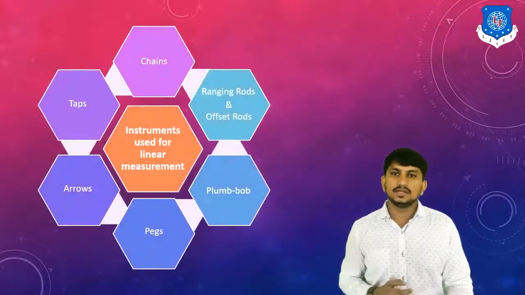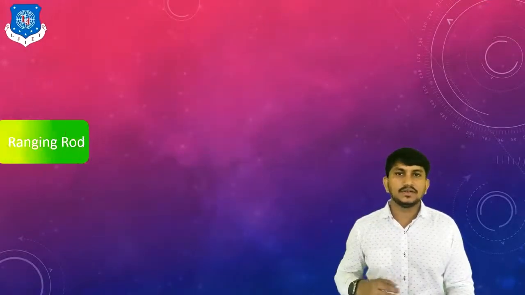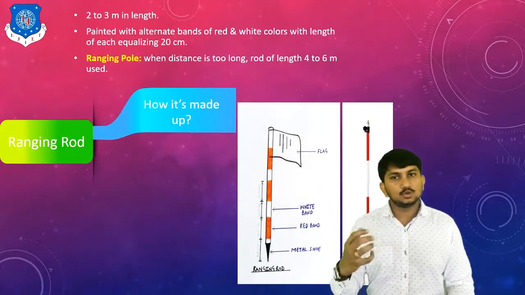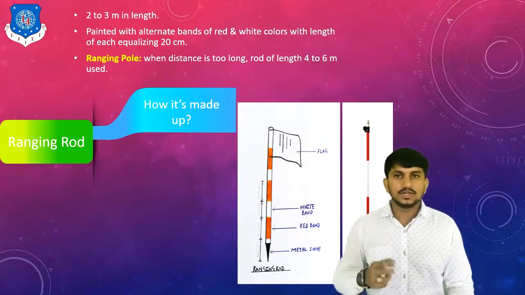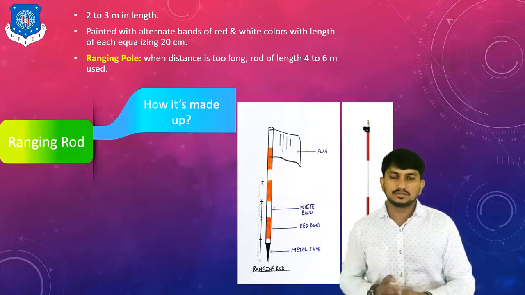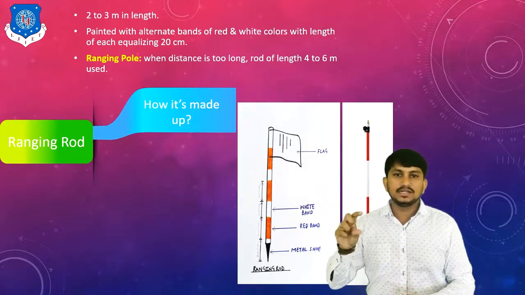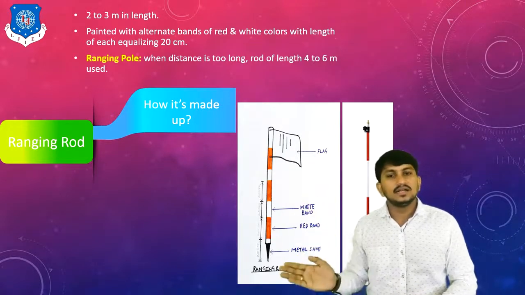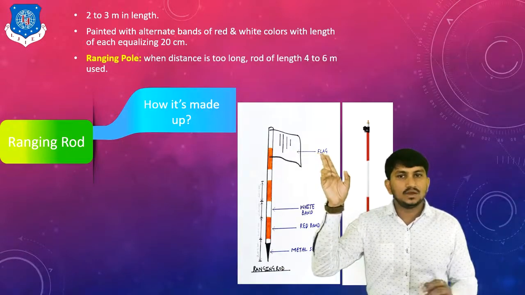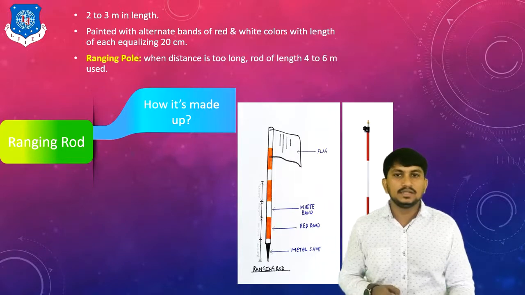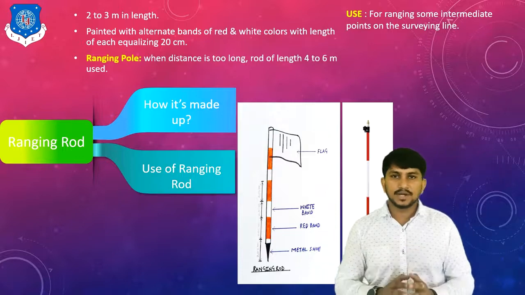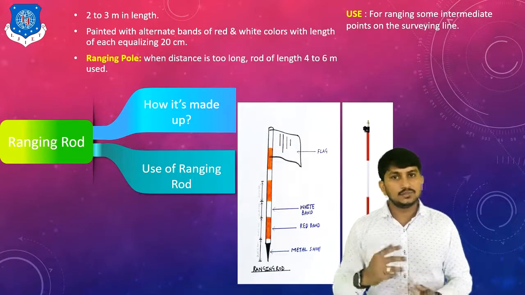And the last instrument is ranging rod and offset rod. First we will discuss ranging rod in detail. It is a 2 to 3 meter long rod. It is painted with alternate bands of red and white color or black and white color, having 20 centimeter equal distances. This is called as ranging rod. This is the actual image of ranging rod. One flag is attached on the top of the ranging rod. It is mainly used for ranging or establishing intermediate points on the survey line and also used for marking the station points.